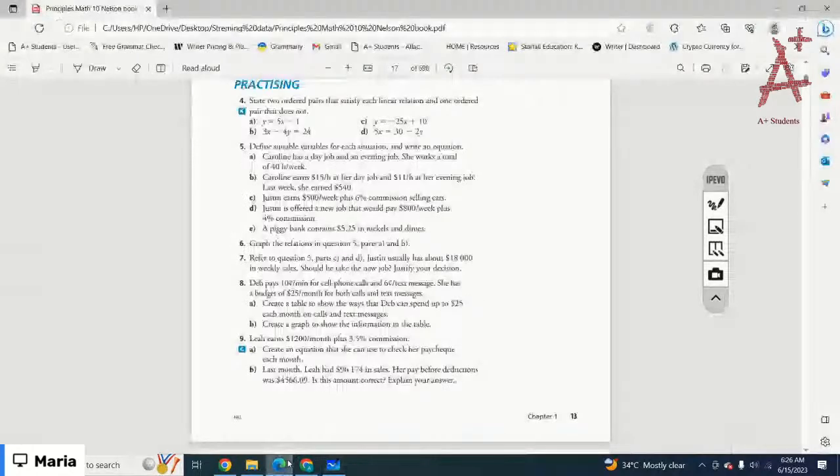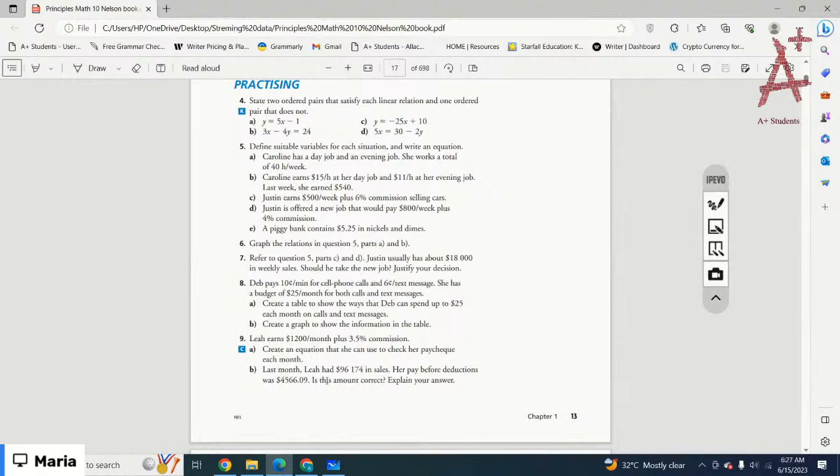Okay, let's just move on to the next one. Okay, let's look at question number 9. Lee earns $1,200 per month plus 3.5% commission. Create an equation that she can use to check her paycheck each month.